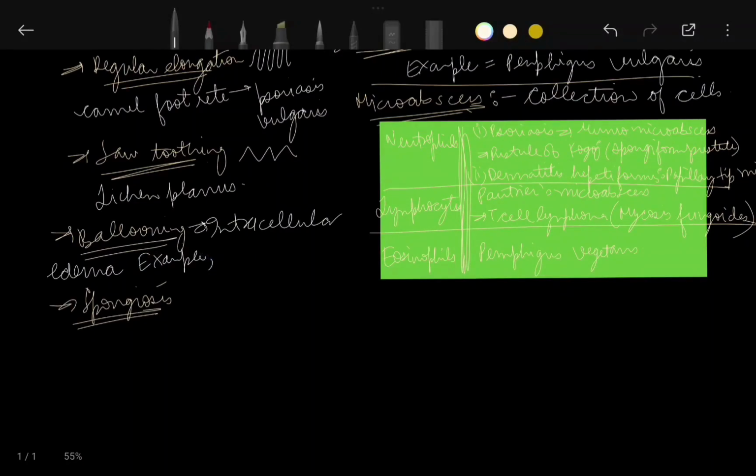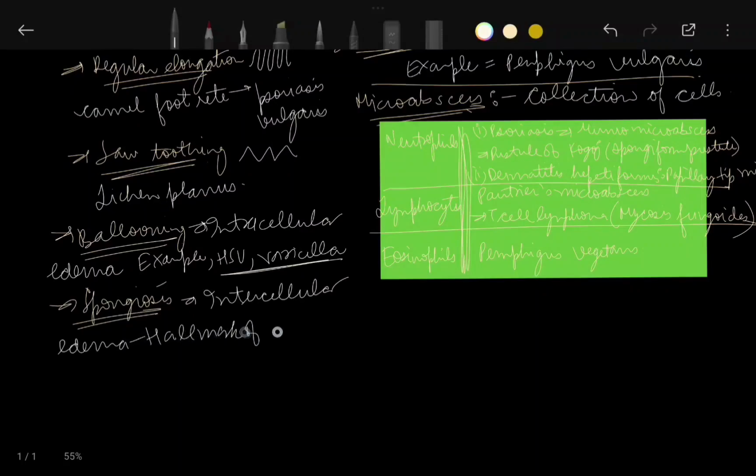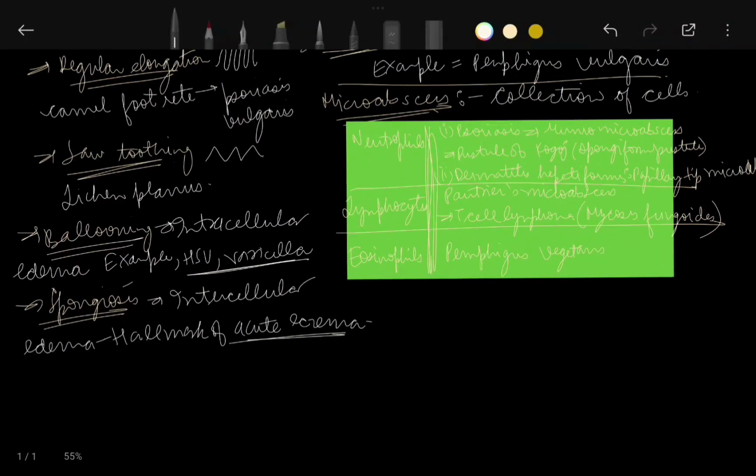Example is again HSV, varicella. In spongiosis, there is intercellular edema, which is the hallmark of acute eczema. Okay, it is the hallmark of acute eczema, spongiosis.